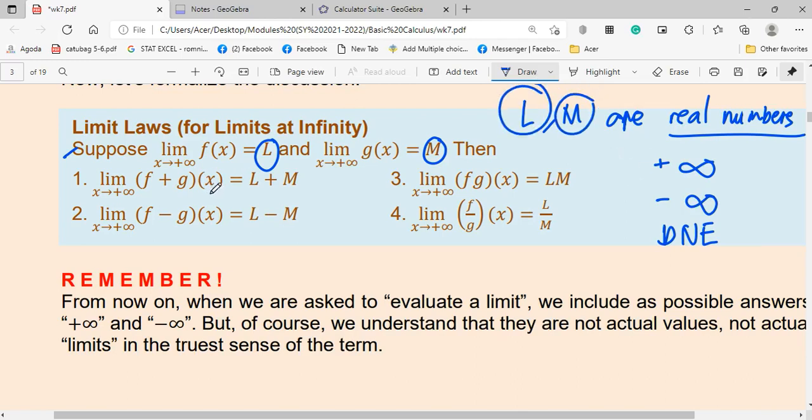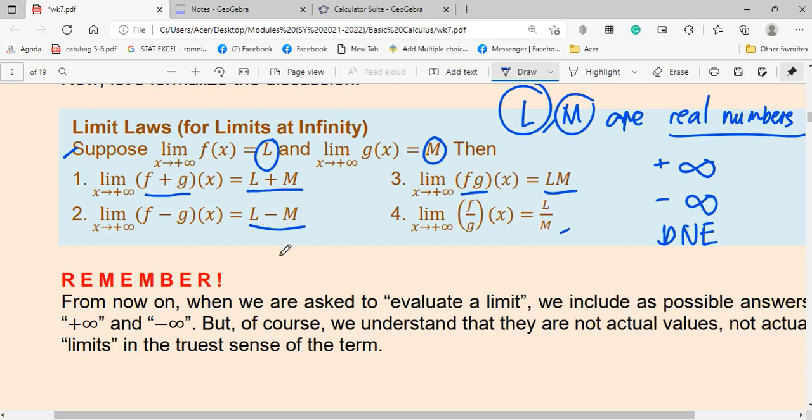This means, class, we can go back to the addition of limits. We can add the two limits, L plus M. In the subtraction of limits, do the subtraction again. Okay? In multiplication, you multiply the limits, and in division, you divide the limits.